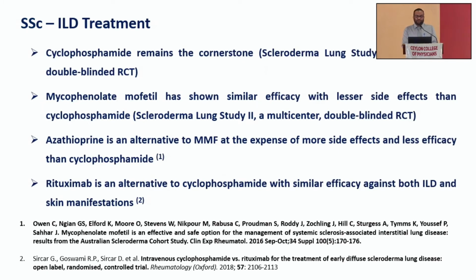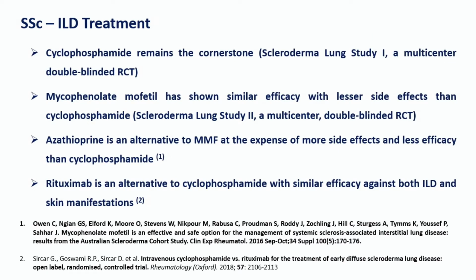Treatment-wise, cyclophosphamide remains the cornerstone of treatment according to Scleroderma Lung Study 1, a multicenter double-blinded randomized controlled trial. And mycophenolate mofetil has also shown similar efficacy with lesser side effects than cyclophosphamide. That is according to Scleroderma Lung Study 2, again a multicenter double-blinded randomized controlled trial. And azathioprine is an alternative to MMF at the expense of more side effects than MMF and less efficacy than cyclophosphamide. Rituximab is an alternative to cyclophosphamide with similar efficacy, again for both interstitial lung disease and other skin manifestations of the systemic sclerosis.